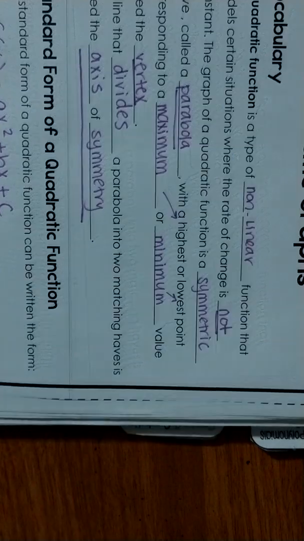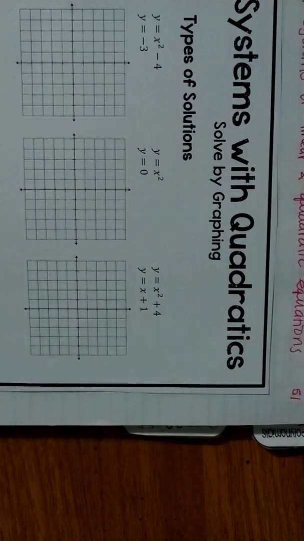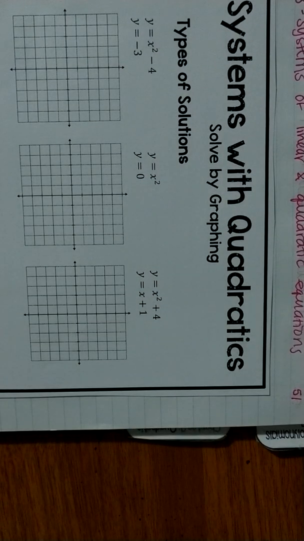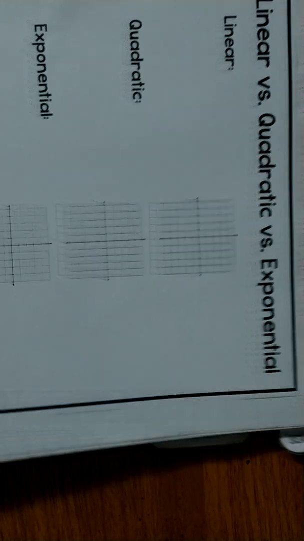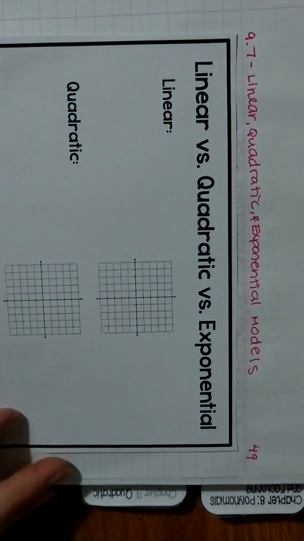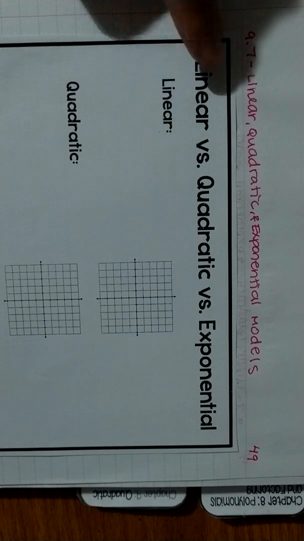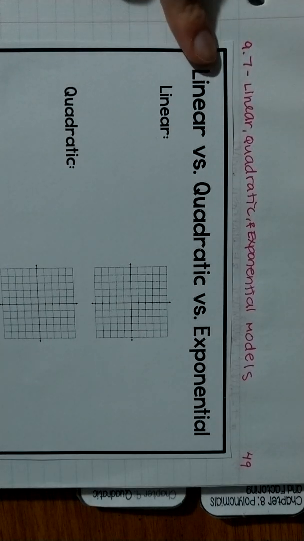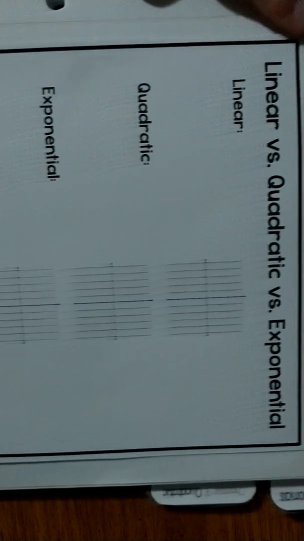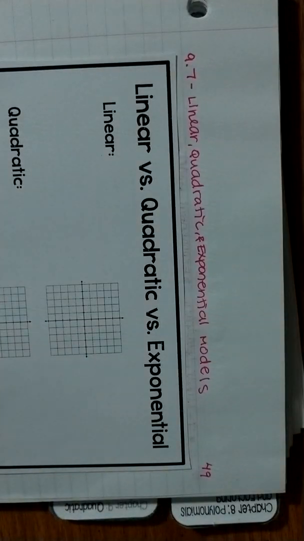Your first page of notes starts on page 49, I believe. So if you need to, go ahead and pause. The first page that goes in is the one that says linear versus quadratic versus exponential and has all of these graphs and things. The other one that has the tables where it says patterns will be the second one. So this one goes first.